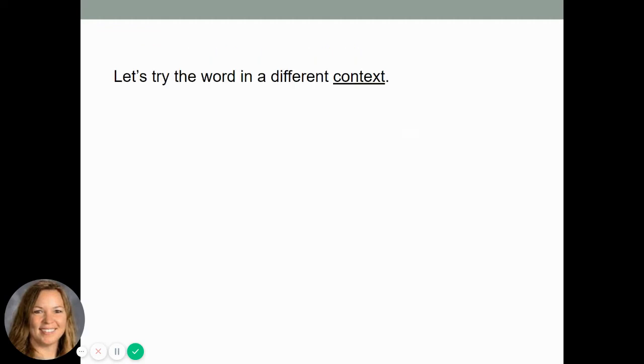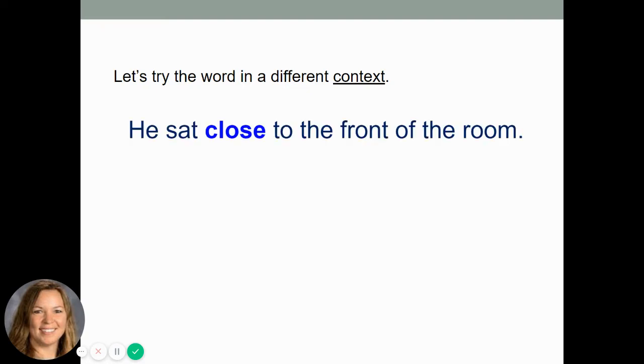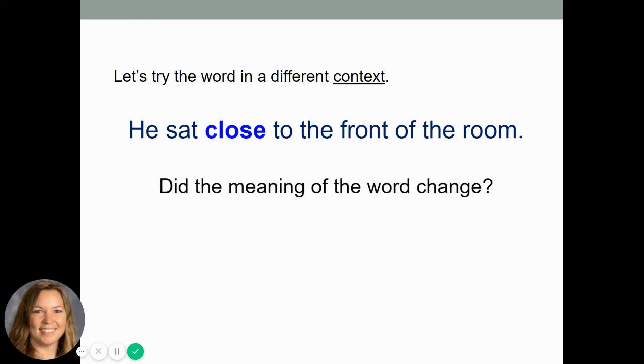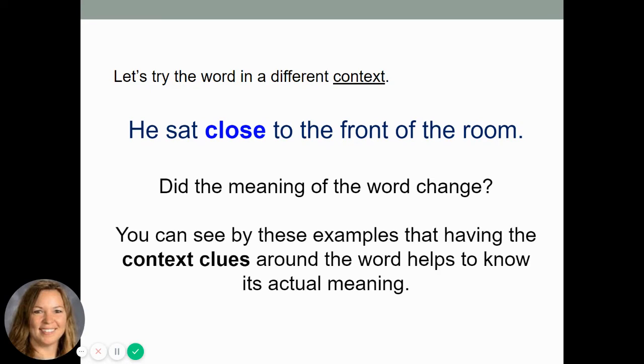Let's try the word in a different context. He sat close to the front of the room. Did the meaning of the word change? You can see by these examples that having the context clues around the word helps you to know its actual meaning. In the last sentence, close meant to shut the door. Now here, he sat close to the front of the room. It's a location of where he is, near the front of the room.